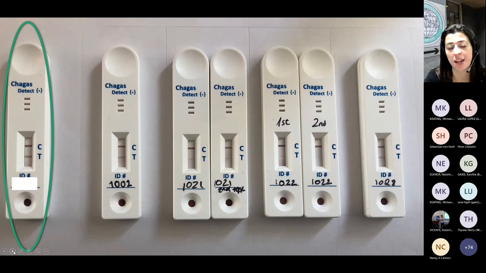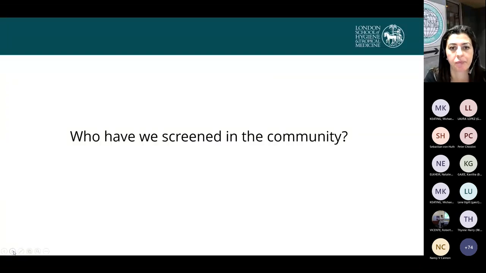So she was queuing at the door, having experienced the difficulties she had in accessing T. cruzi screening through her GP. She happened to just see our Facebook advert and came for screening at our first event, and it was strongly positive. She's since been linked into care.